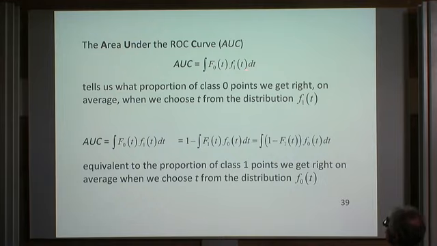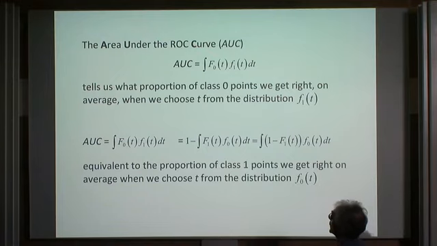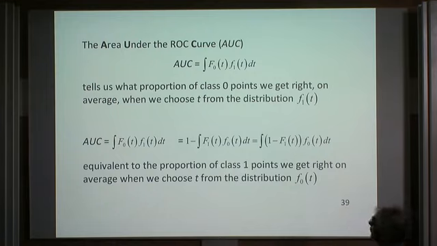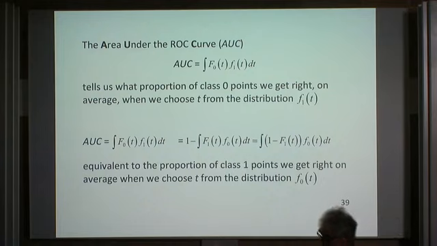This is just the derivative of d capital F1t. So this is just the area under the curve, definition of it. And you can see a nice intuitive interpretation of this. It's what proportion of class 0 points we get right on average, because they're lower than the threshold, the CDF of F0, lower than the threshold, on average over this distribution of class 1 scores.